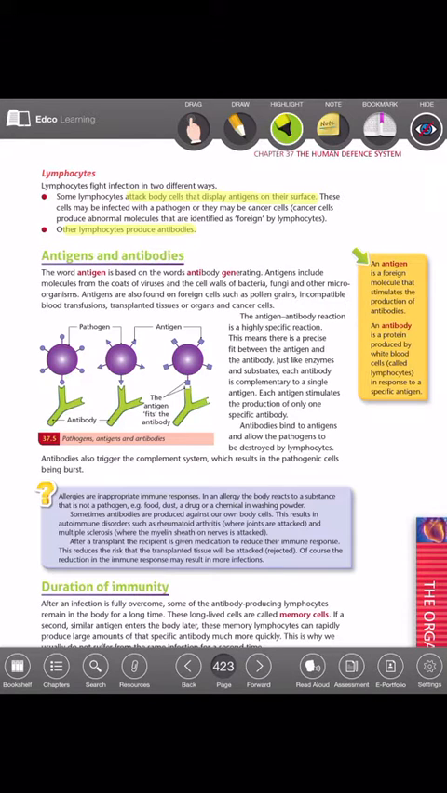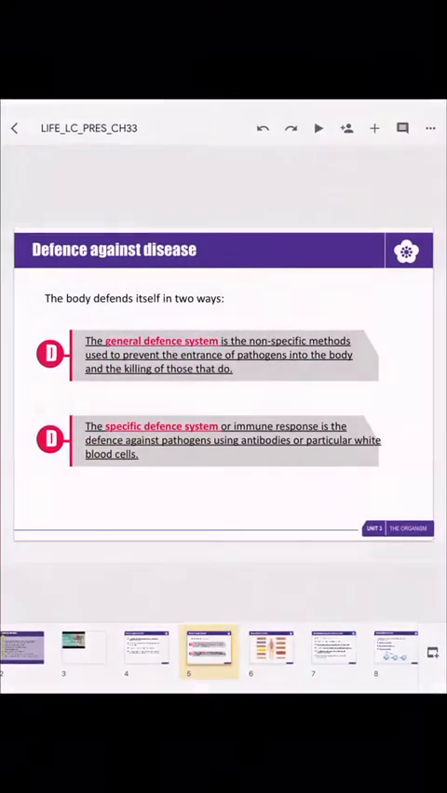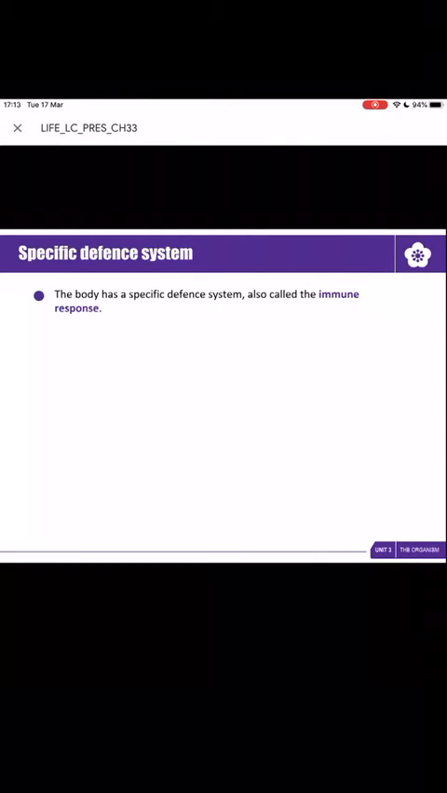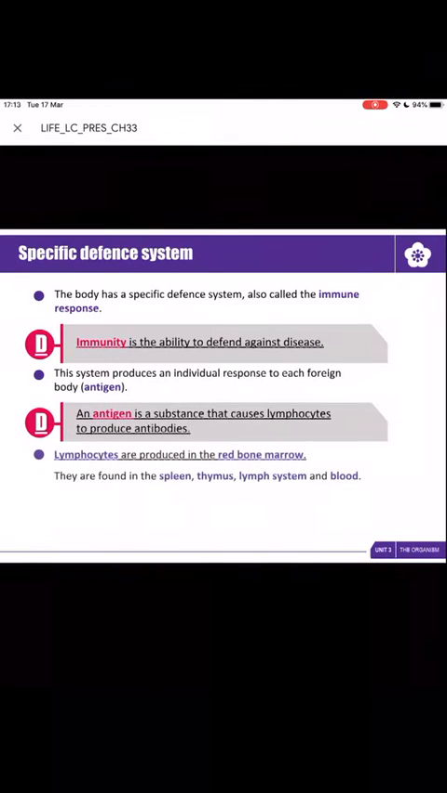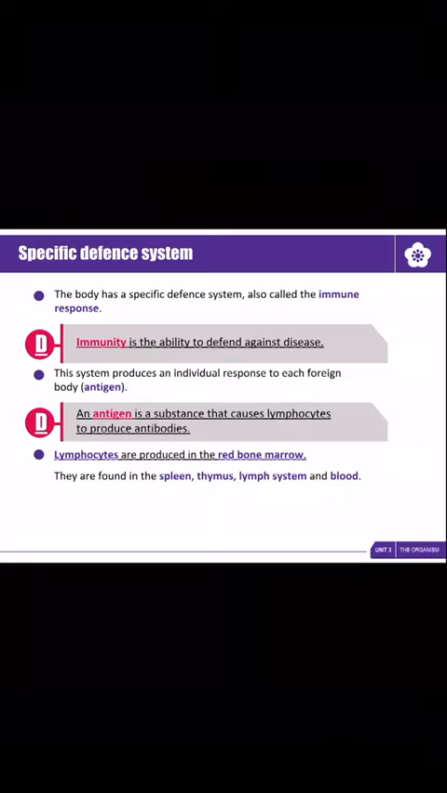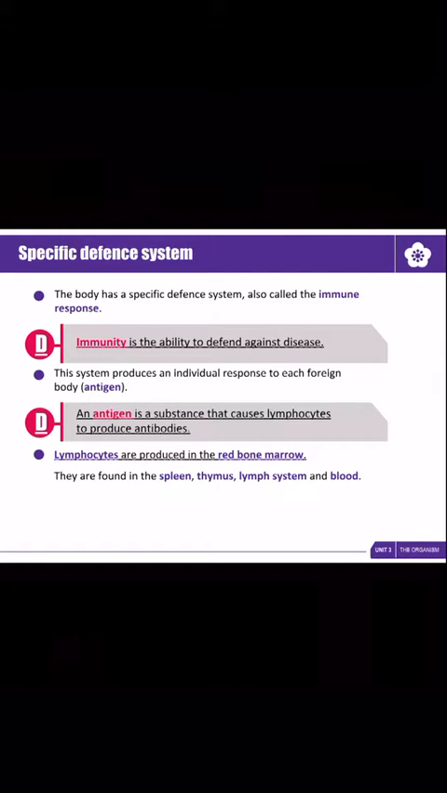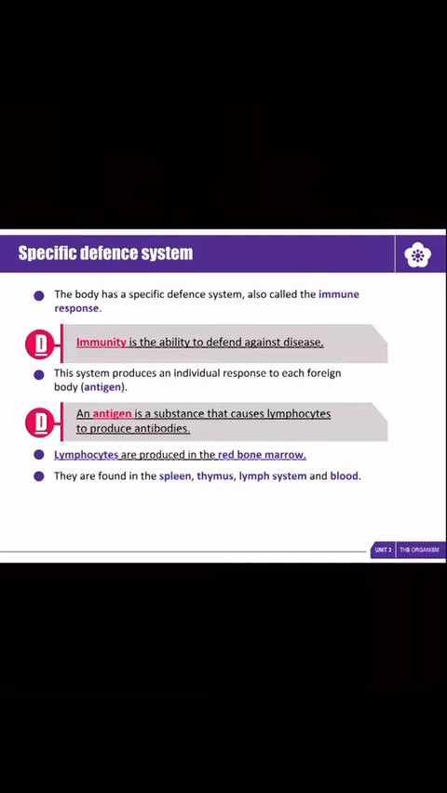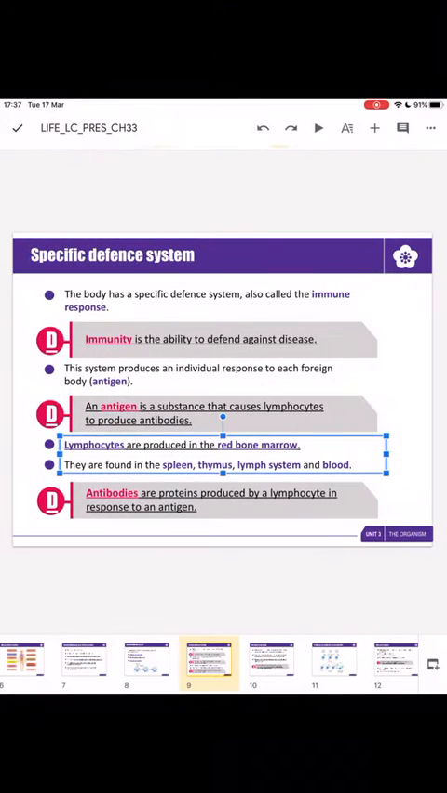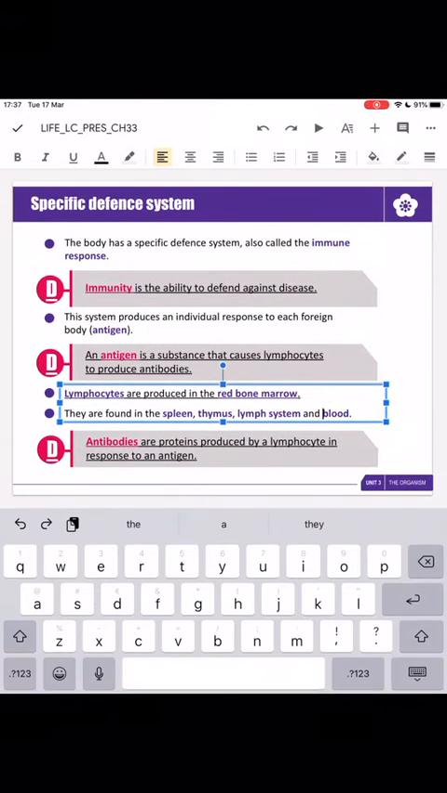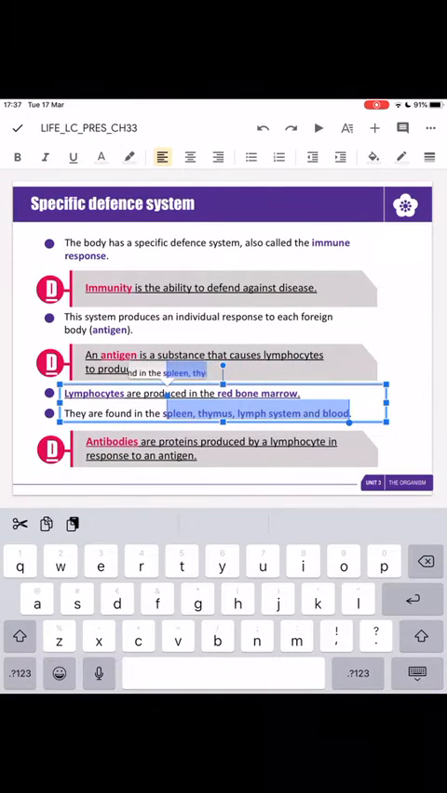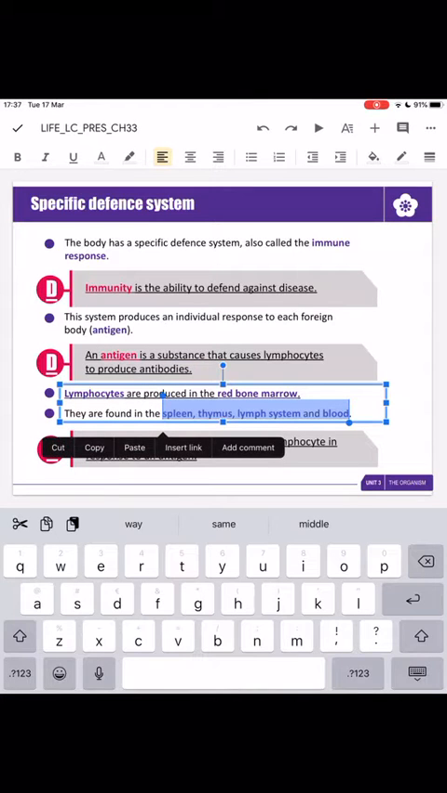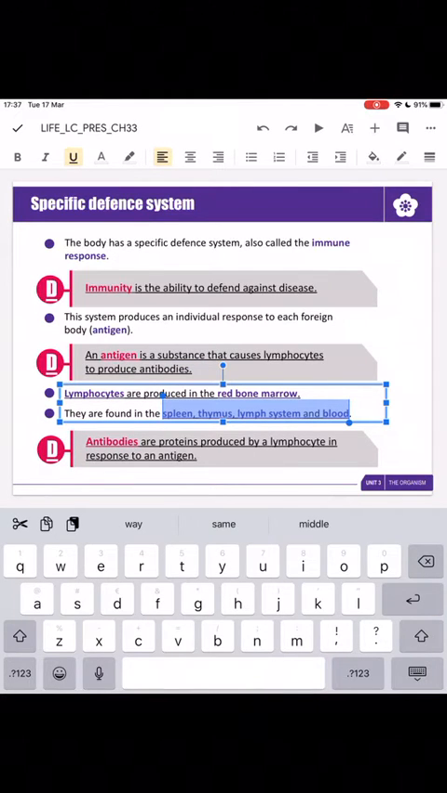Okay, so if we just come back here to our slides for a second. Our antigen there, as you can see the definition for it, if you didn't know what it was. It is a substance that causes lymphocytes to produce antibodies. They are produced in the red bone marrow, and they're found in the spleen, in the thymus, in the lymph system, and also in the blood. I'm actually going to highlight those four areas as well because those are quite important. I highlighted those in the book.